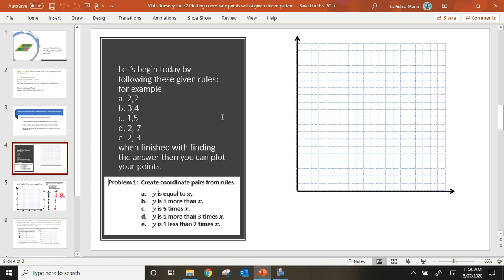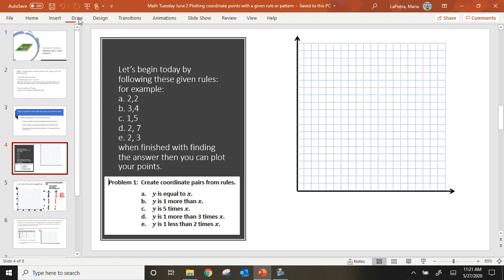Okay, so let's begin today by these given rules, for example. So, problem 1, create coordinate pairs from rules. Okay, so we're going to plot the points after we figure out what they're saying to do with the rule for A through E, and then we're going to plot them on the coordinate plane. So y is equal to x. What does that mean? That x and y are equal. So is 2 and 2 okay? 0 and 0, 1 and 1, x and y have to be the same. They're equal. That's what A is saying.